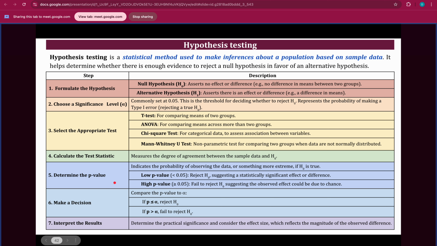You determine the p-value. The p-value indicates the probability of observing the data or something more extreme if H naught is true. So if the p-value is low, then you can reject H naught, and if your p-value is high, then you cannot reject H naught. In simple terms, the p-value is like a probability which says that this kind of distribution might come by random. If something can occur at random, you cannot be confident about it.